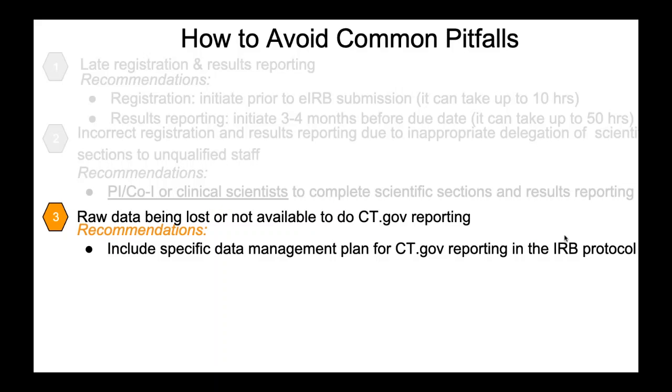So the next problem is raw data are being lost or not available to do the CT.gov results reporting. We understand that some of the data have been destroyed based on the data management plan that was submitted to the IRB. So we recommend that you include a specific data management plan for CT.gov reporting in the protocol when your PI is developing the protocol.